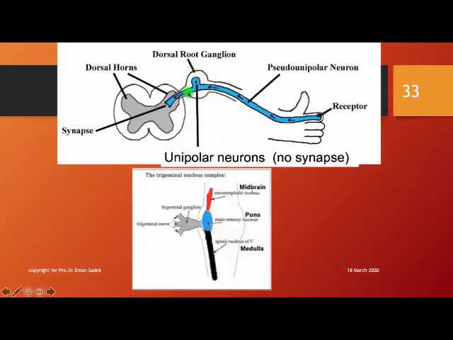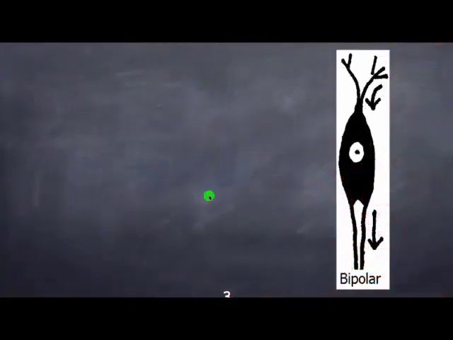Here the dorsal root ganglia or the spinal ganglia, we have here the unipolar, which is globular in shape, and here this is the nucleus of the trigeminal. The trigeminal nerve has 4 nuclei. One of these nuclei is present in the midbrain called mesencephalic nucleus. The cells in the mesencephalic nucleus here are of the unipolar type. So this is the mesencephalic nucleus of the trigeminal nerve.